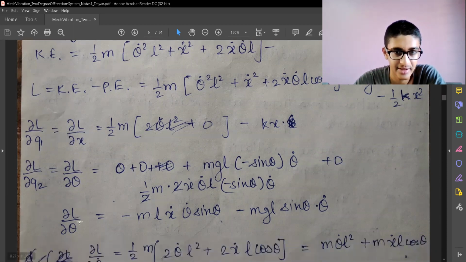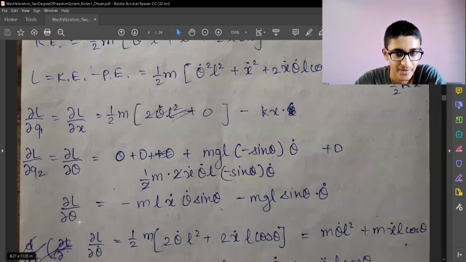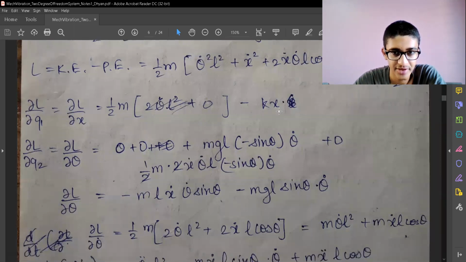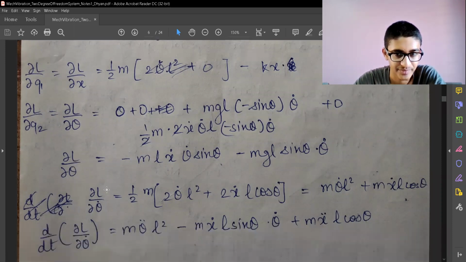We do the necessary differentiations. So this term goes to 0. Another term has minus kx. Over here, dL by d theta has most of the terms going to 0. We have 2 remaining terms which are retained. We have dL by d theta dot, where we have these 2 terms retained.